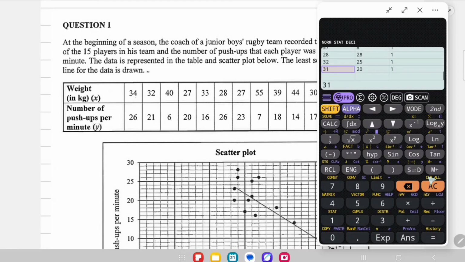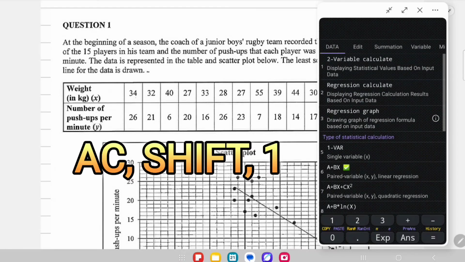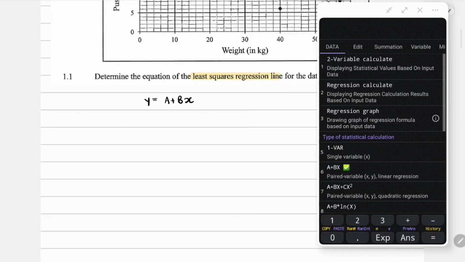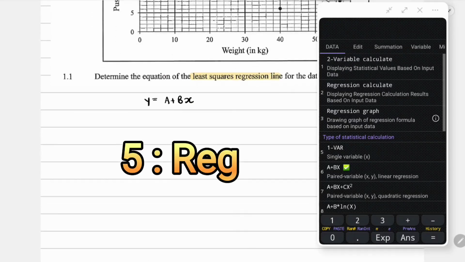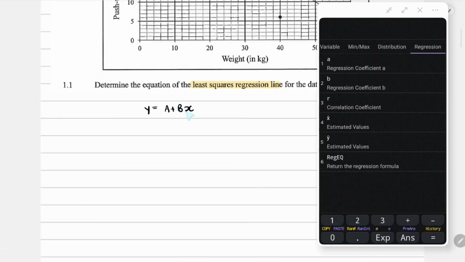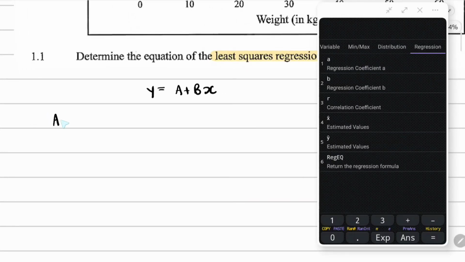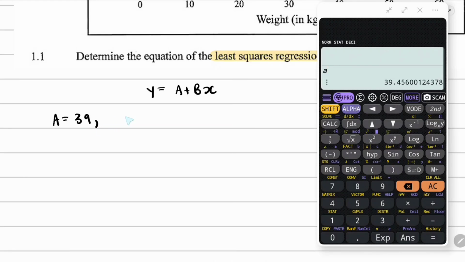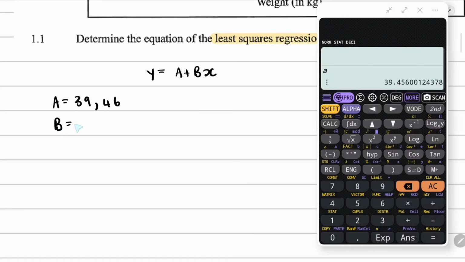And once you've recorded the data, then you can go ahead and press AC, Shift, and 1. And then you'll see 6 options, but you need to go for the option that says regression, which is option 5, REG. So go for that. And then remember, we are looking for the value of a and b. So after choosing that, you see that number 1 is a, and you can just find out what a is equal to. a would be 39 point, and rounded off to 2 decimal places, that would be 46.